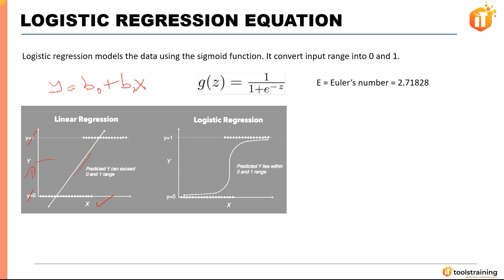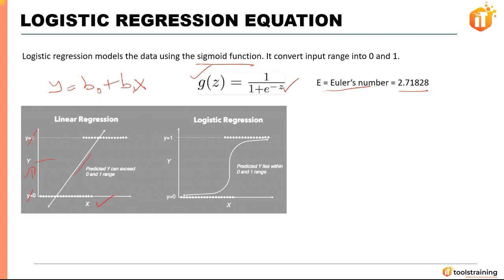But instead of this, if we use the sigmoid function for a discrete variable, this is the sigmoid function, where the equation becomes y = 1 / (1 + e^(-z)), where z is your regression equation, and e is Euler's number, which is a constant, 2.71828.